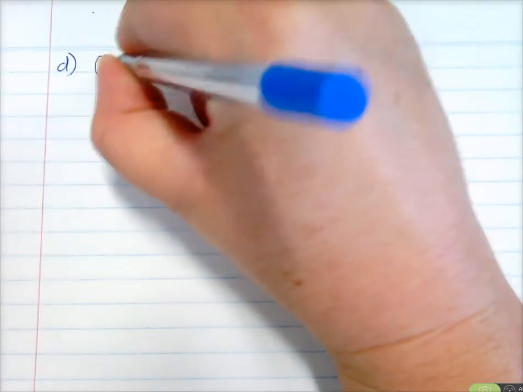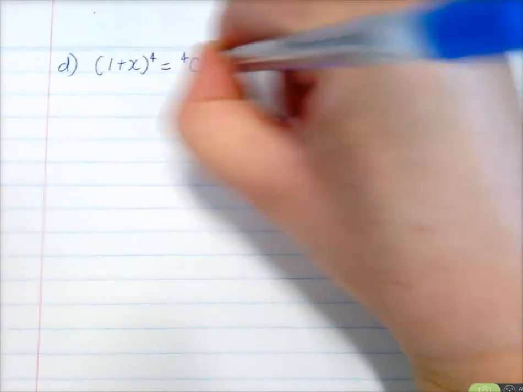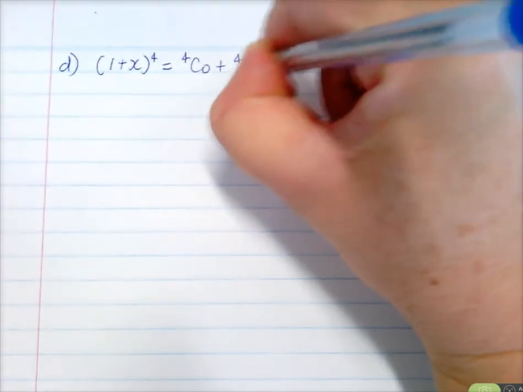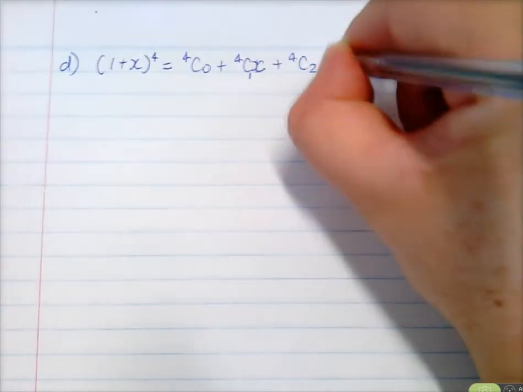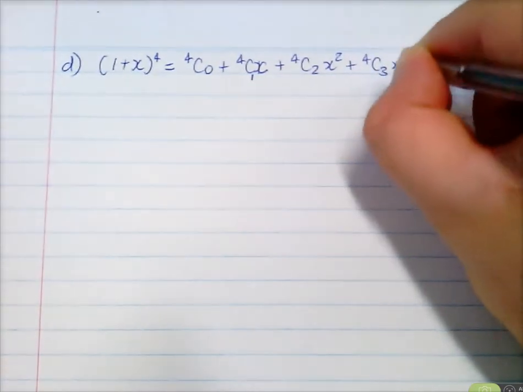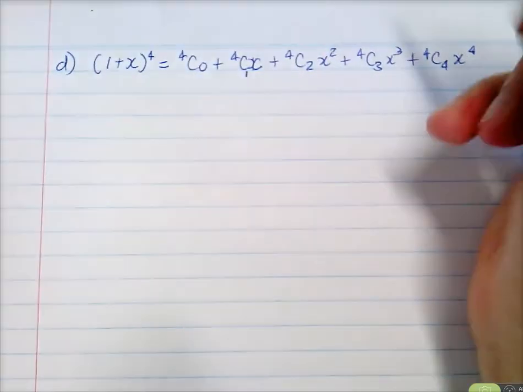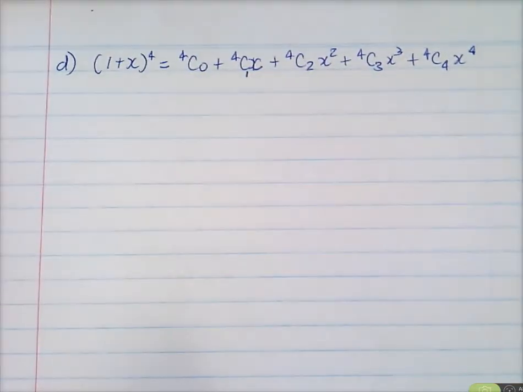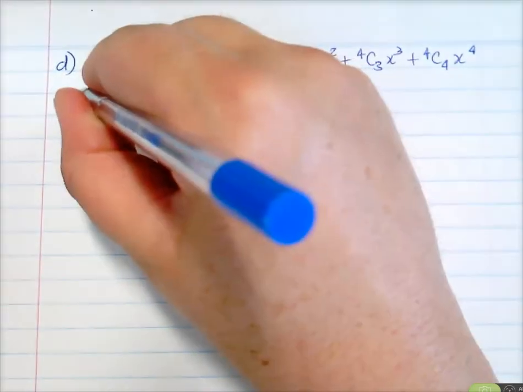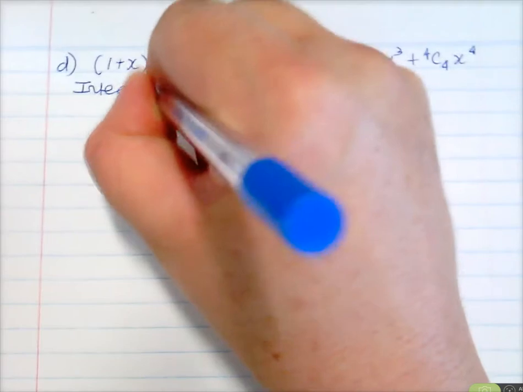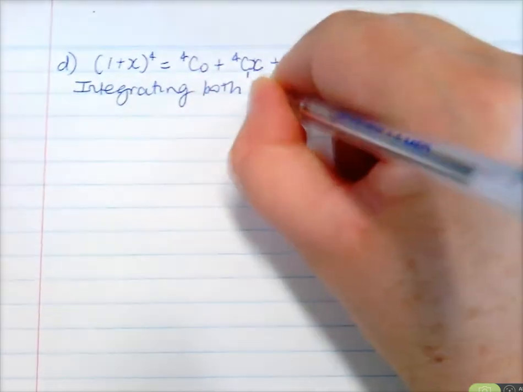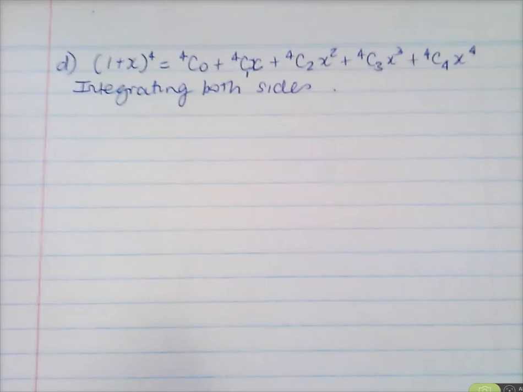Now, for part D of the question, it says to integrate both sides of the identity. So the identity is 1 plus x to the 4 is 4 choose 0 plus 4 choose 1 times x plus 4 choose 2 x squared plus 4 choose 3 x cubed plus 4 choose 4 x to the 4. It says to integrate both sides of the identity and show that, for some constant, you get the result that they've shown. All right, let's go. Integrating both sides of the original identity.